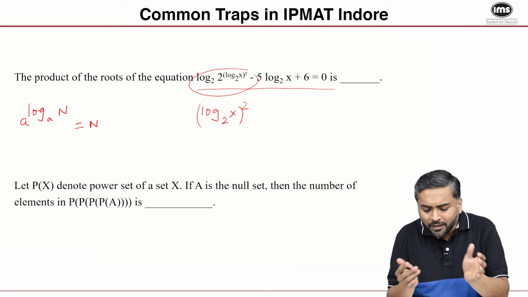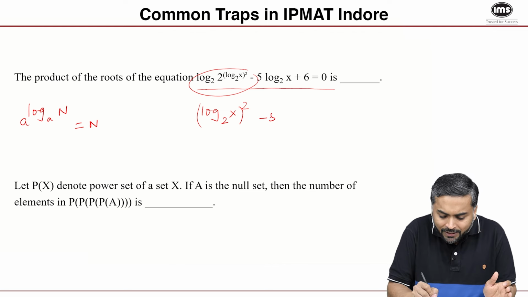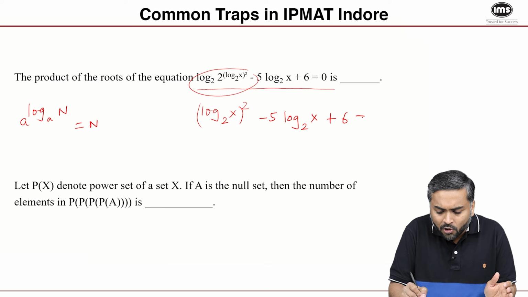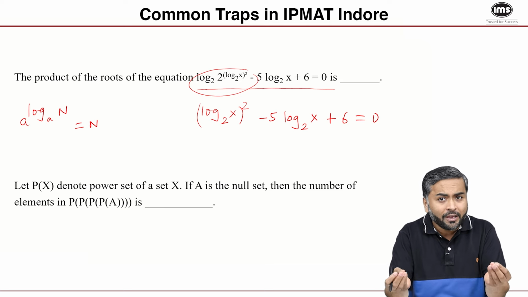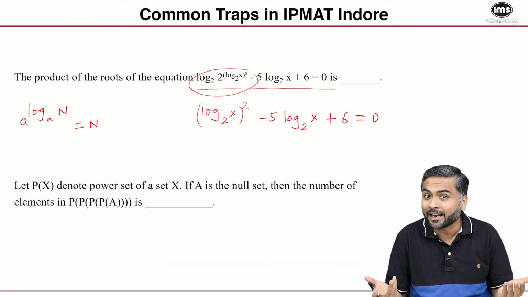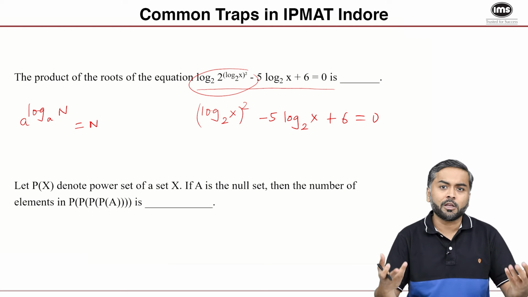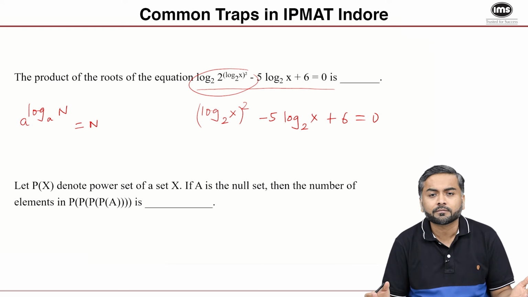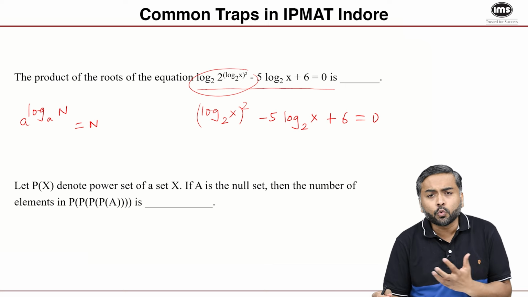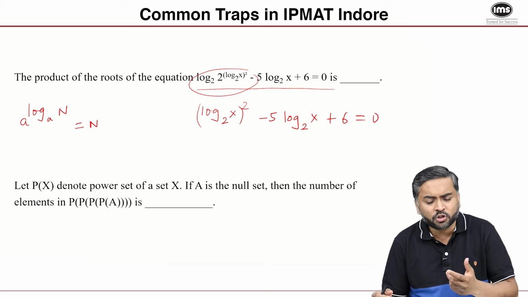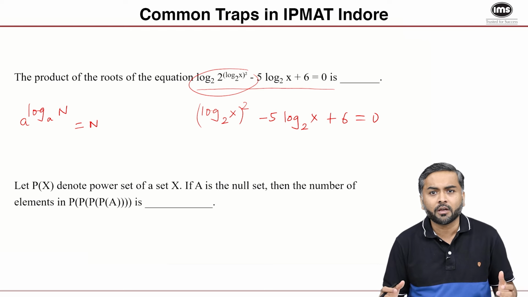And now the moment I write this down, I clearly see a very basic quadratic equation, y square minus 5y plus 6 is equal to 0. I get the value of y, then I equate it to log x and I get the answer. Correct? So this is something that students don't attempt just because it's a log question and it is scary.